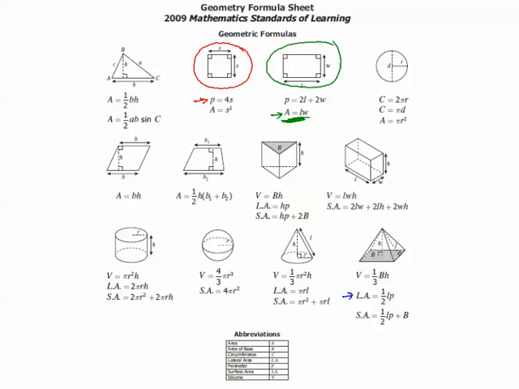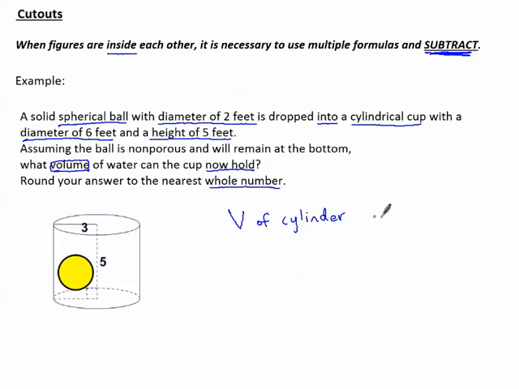So back to our formula sheet, we find the cylinder, and there's the formula for the volume of the cylinder, pi r squared h. So let's write that formula down and compute the volume of the cylinder.